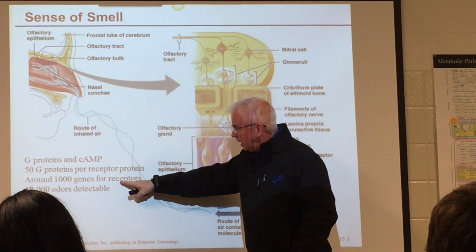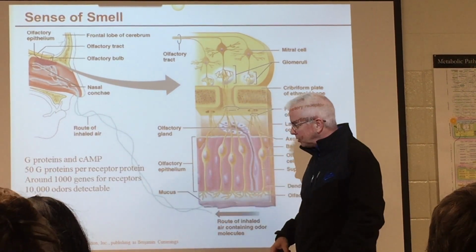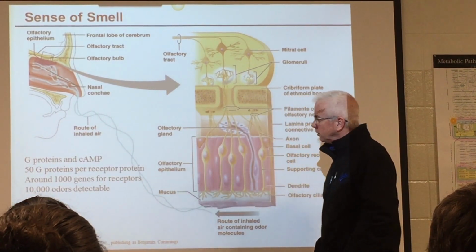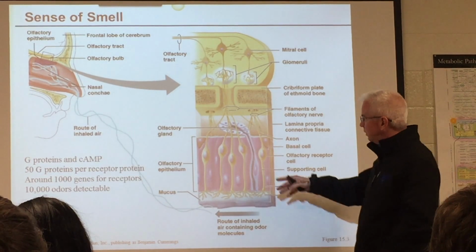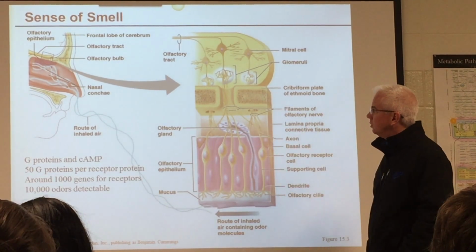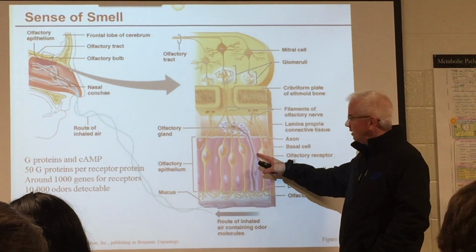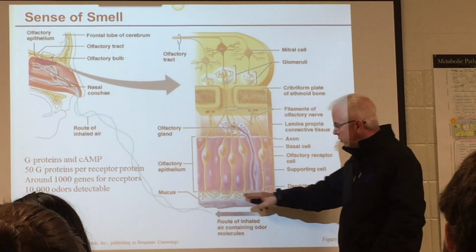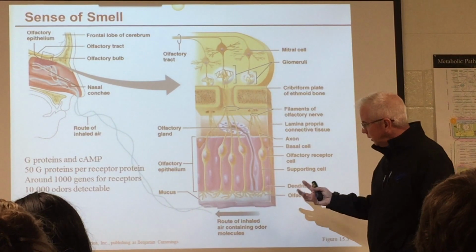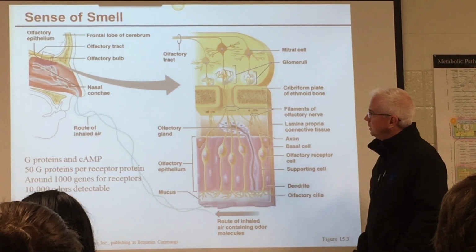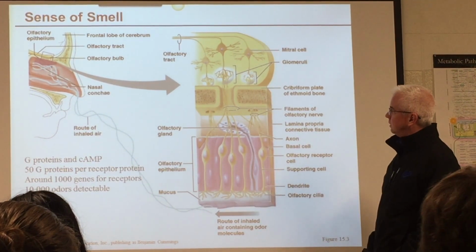So 1,000 genes per receptors, 10,000 different odors detectable. This is the pathway that I taught you in the fall. Bipolar neurons there, yeah? In the olfactory system. They are the receptors. Things have to dissolve in a liquid, and then they activate these various protein receptors.